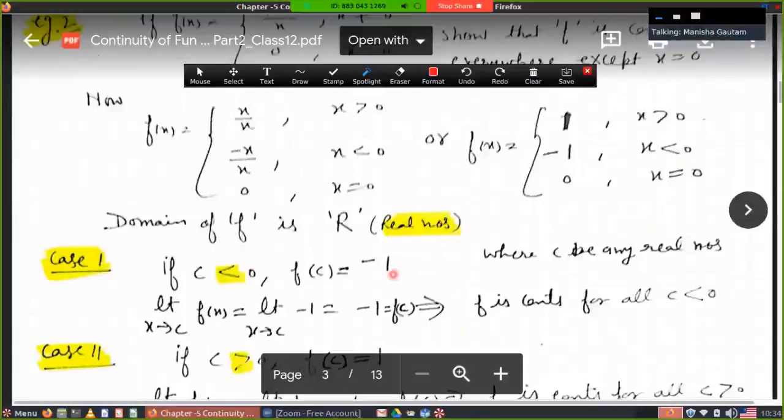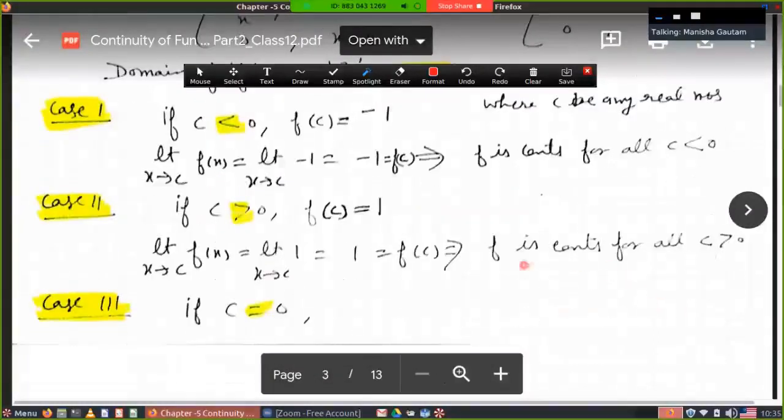It is written here. If you have to check the limit of the function, then again you are getting limit x tends to c, that is minus 1. On minus 1, there is no x, no change in the constant function, you will get the value as it is, minus 1, and it is equal to f of c. So the function is continuous when you are taking c less than 0. Same as c greater than 0, f of c is 1, and the limit when you apply, you are getting 1. Both are same, then the function is continuous when c is greater than 0.